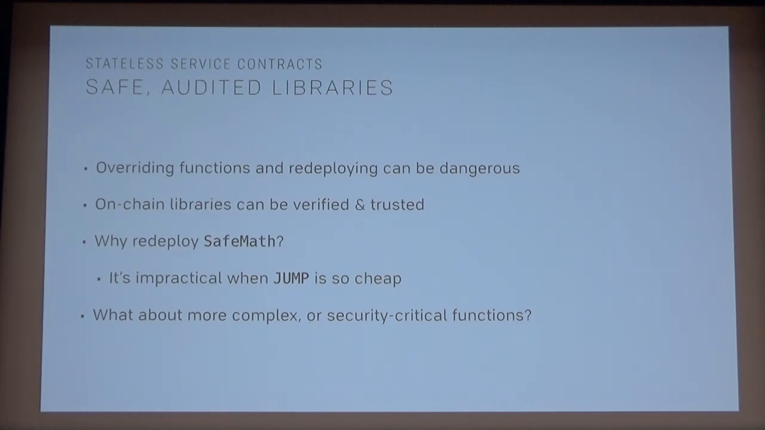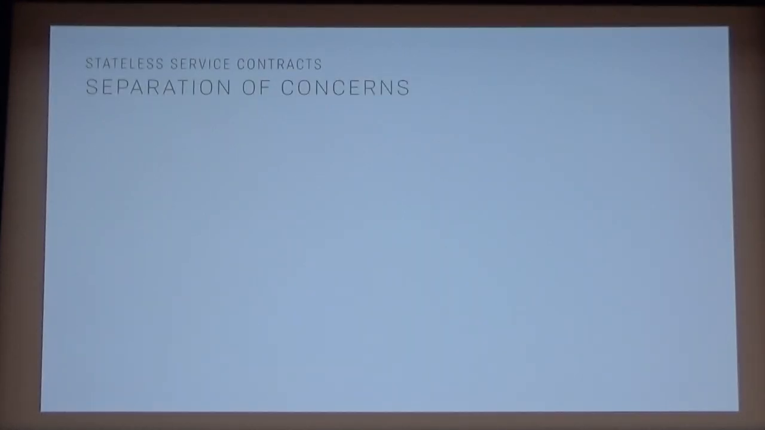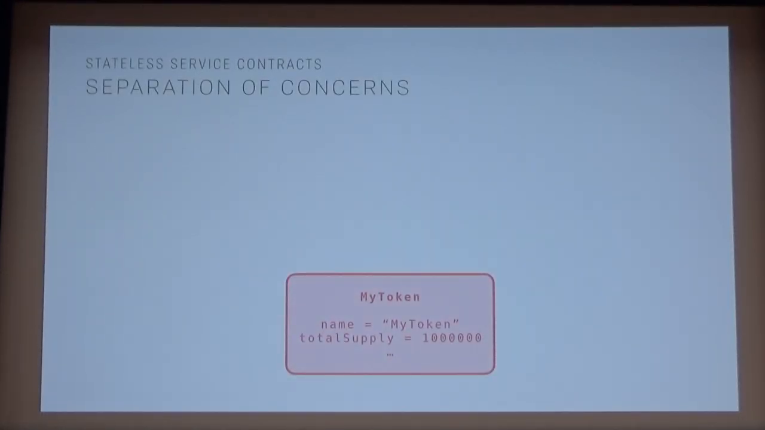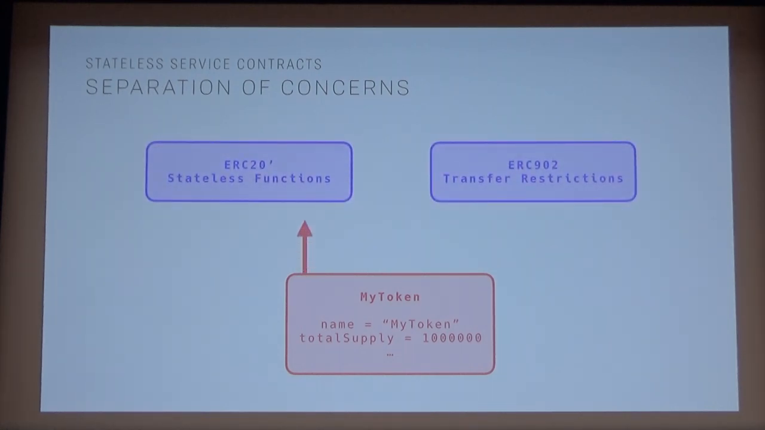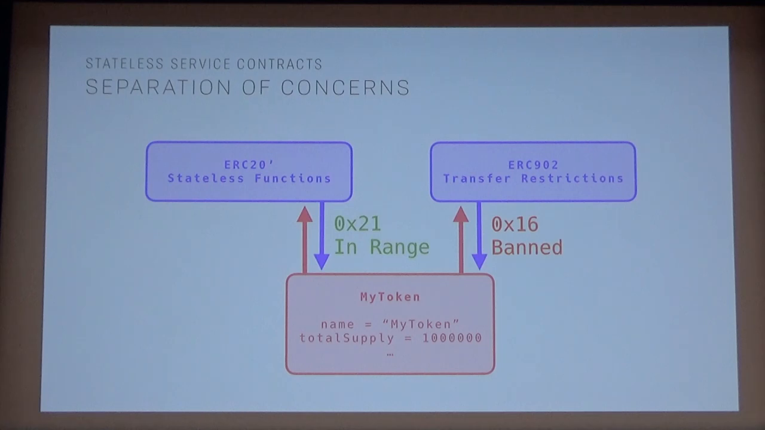But for anything more involved, it starts to make sense quite quickly. So here's a simple toy example. We have a token, which is just the things that you would normally override, and it calls out into a stateless ERC20, makes a request and says, yep, cool, you're in the range to do that, you have enough balance, et cetera. And then we can check with, say, ERC902, is this transfer restricted? And they say, actually, the person you're trying to transfer to has been banned, so you're not allowed to do the transaction.